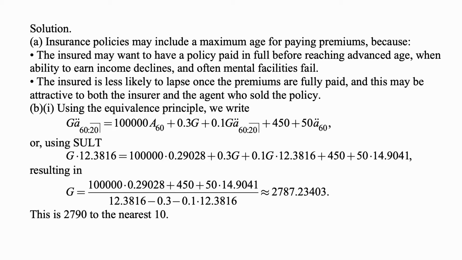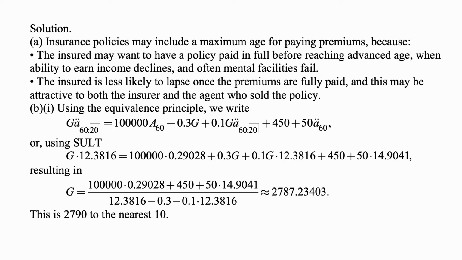So 50 times ä:60. Using the standard ultimate life table, we just plug in the values of those. I do want to comment that this percent of premium expense is paid as long as the premium is paid, but the other expense is paid while the policy is running. So that's why it's ä:60.